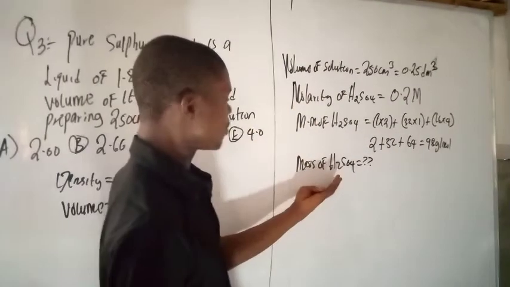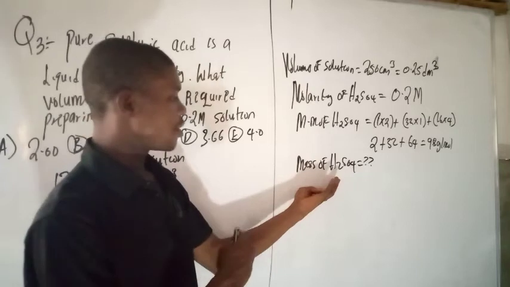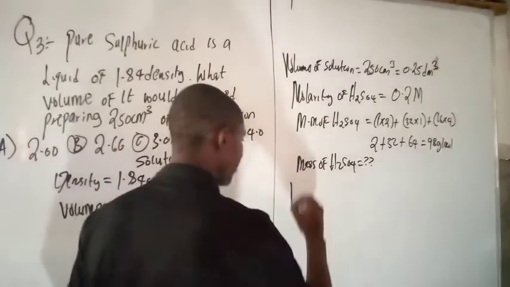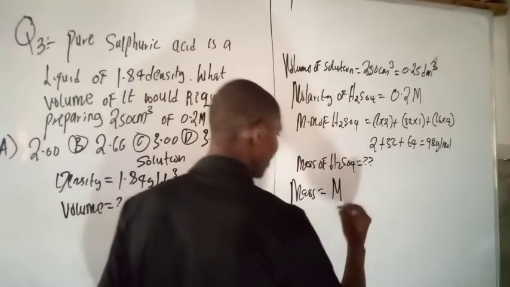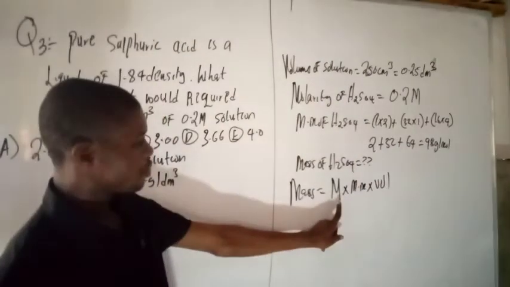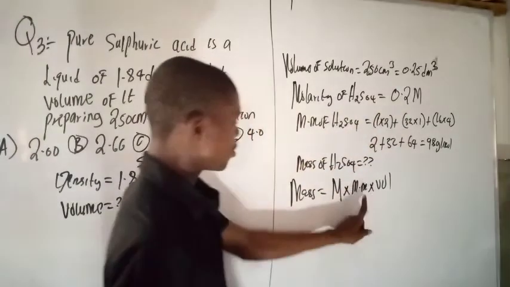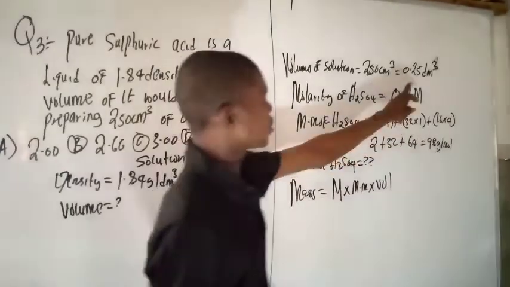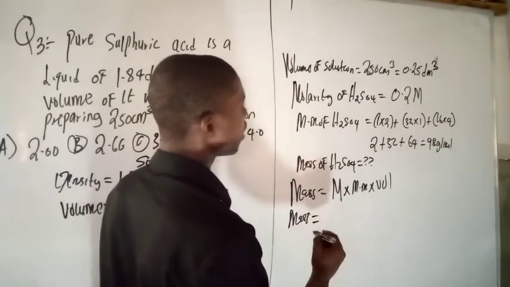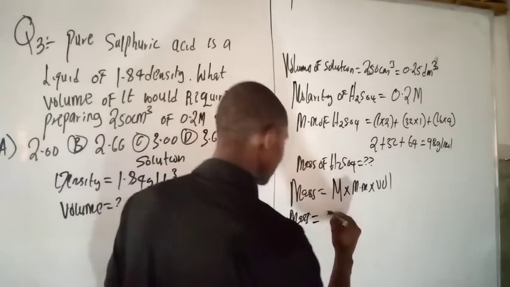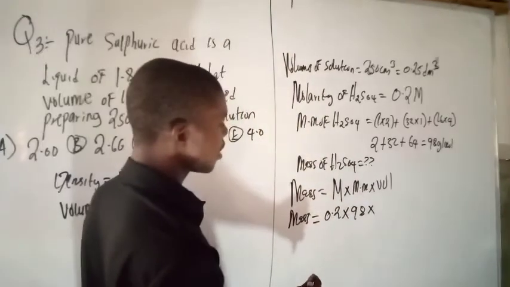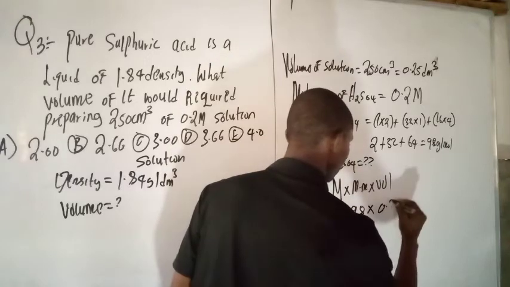Now, we have to calculate the mass first, then put it in the density formula, and then we can solve the question. So remember, I gave you a formula that says mass equals molarity times molar mass times volume, right? My molarity is 0.2, my molar mass is 98, my volume is 0.25 dm cube. So mass equals 0.2 times 98 times 0.25. Do you get that?